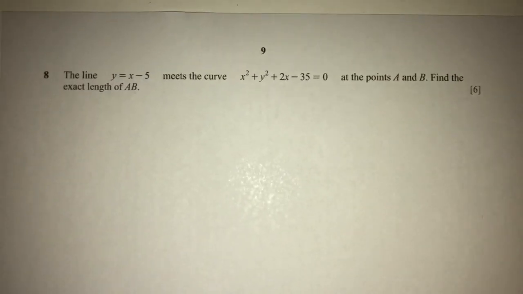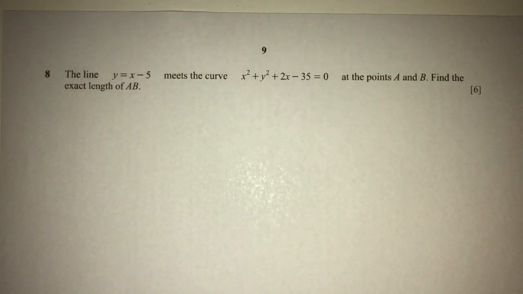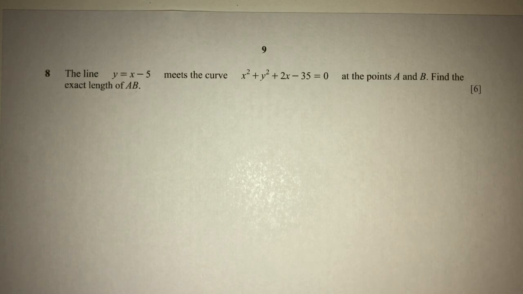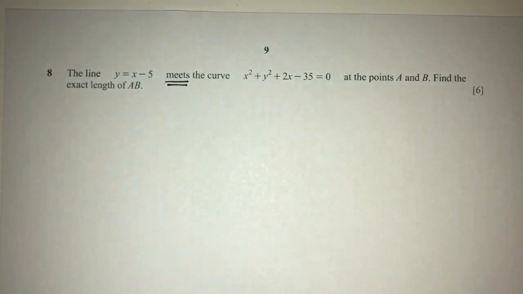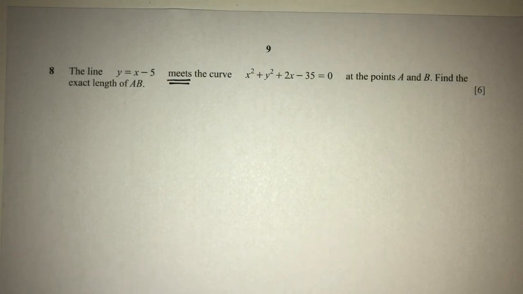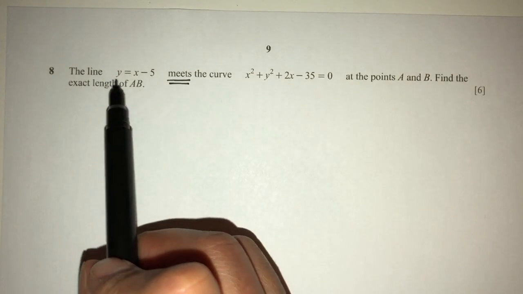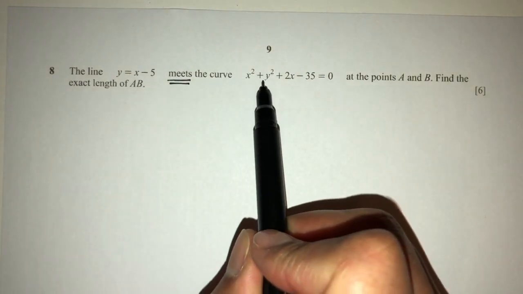Now let's move on to question number 8. So we have a line y equal to x minus 5, meets the curve. This is a long curve. At the points A and B, find the exact length of AB. So basically, whenever you have the word meets, intersects, cuts, we have to solve the simultaneous equation. So here we have y. Let's replace this in the equation of the curve.